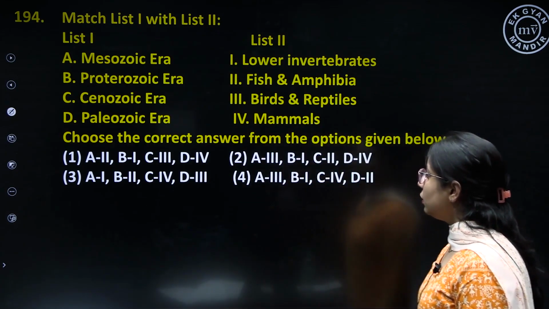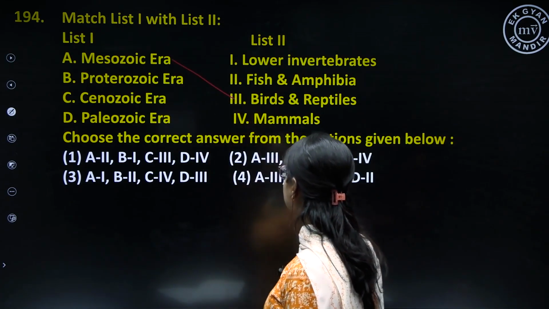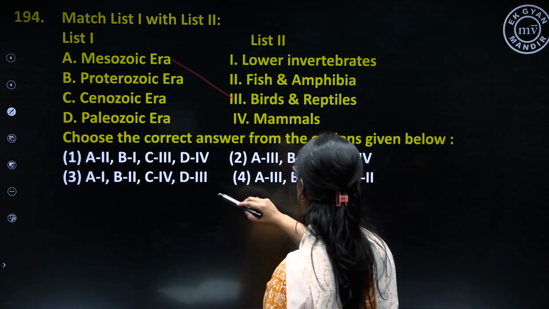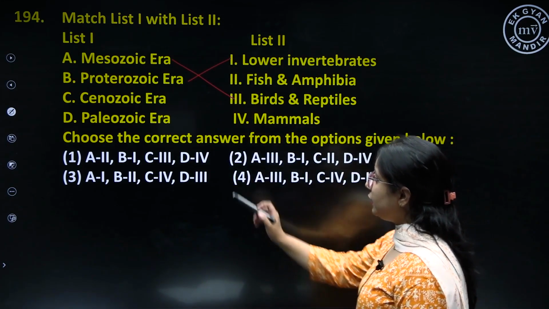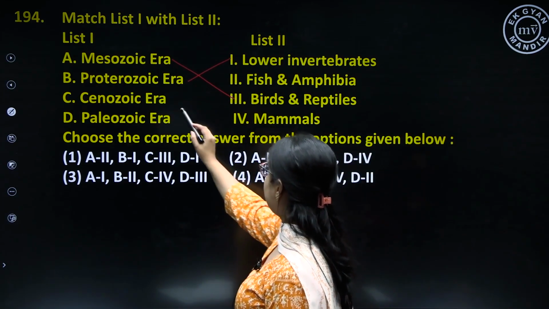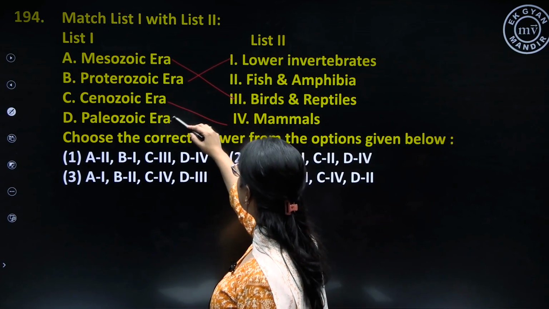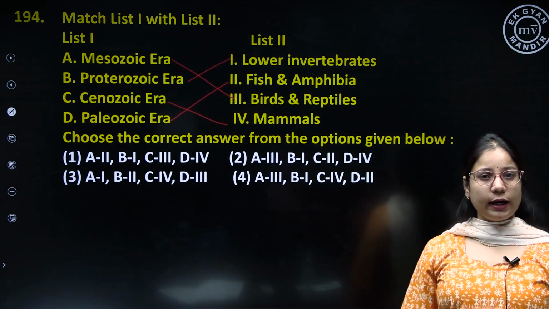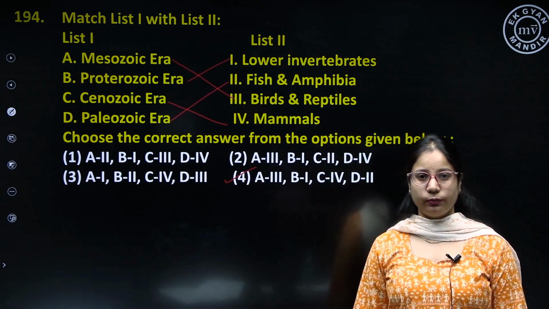So, Mesozoic era was the era of birds and reptiles. Proterozoic era was the era of lower invertebrates. Cenozoic era was the era of mammals and Paleozoic era was the era of fishes and amphibians. So question number 194 correct option is option number 4.